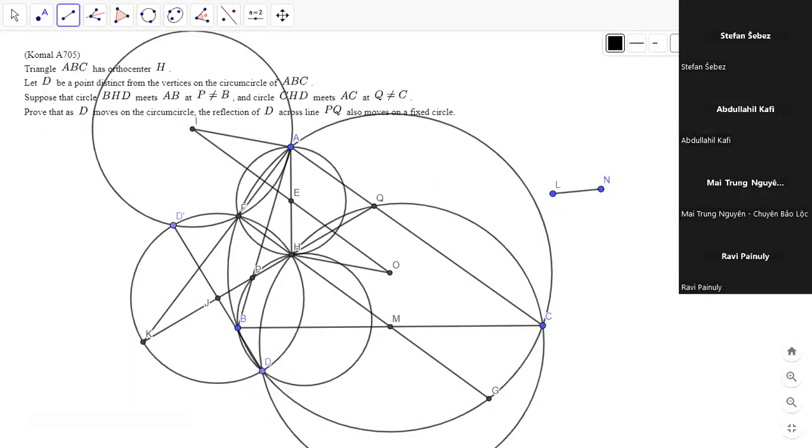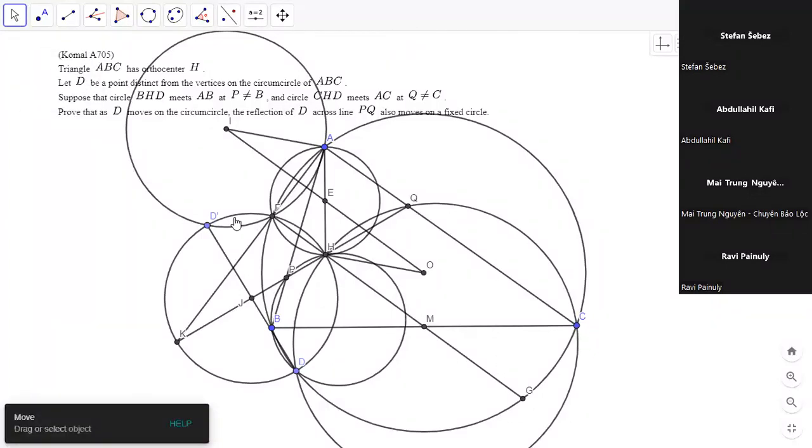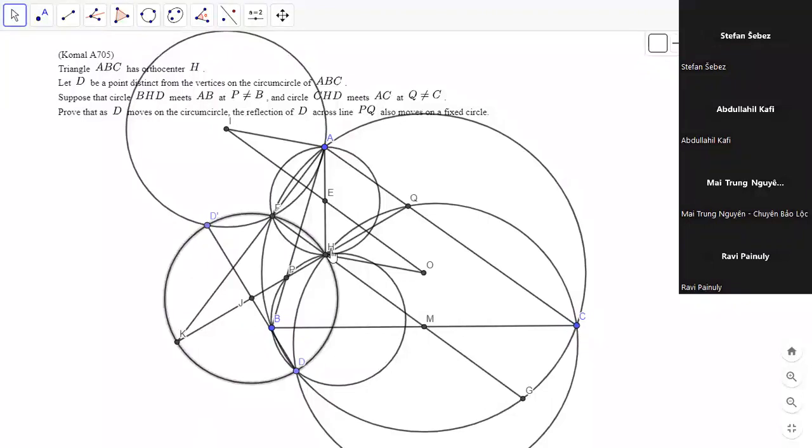So I think we're really close here. Basically, I saw that D prime FHD is cyclic. I'm not sure why yet. And not only that, if you draw the midpoint of our DD prime, then AF and that point are collinear.